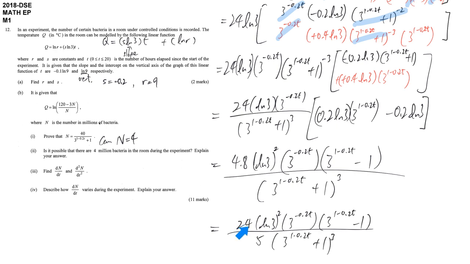This part is slightly different from the marking scheme. The marking scheme here is 8, while the 3 is still kept inside here. It's just because I think it's more comfortable for me to handle 3 power of something only. The last part, we need to analyze how the rate changes during the experiment.